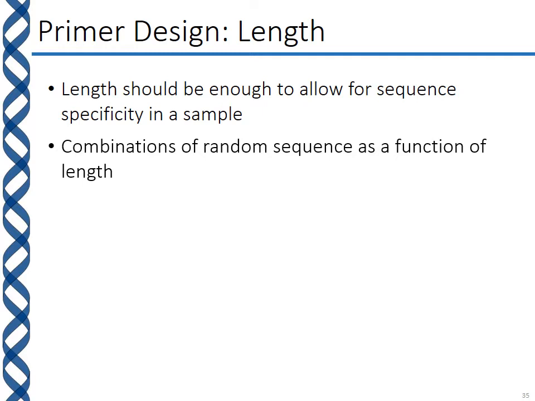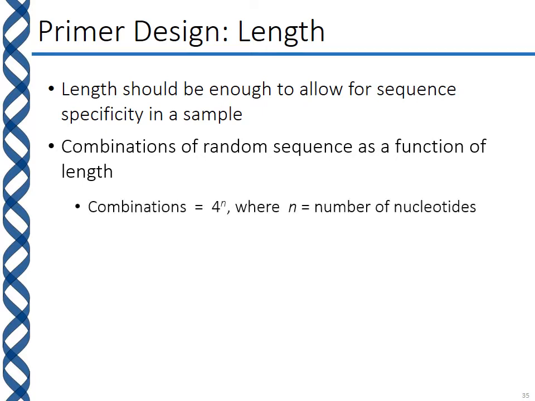In reality, of course, DNA is not distributed randomly, especially at local sections. You might have high AT rich regions in some areas and high GC regions in other areas. But for the purposes of this discussion, to understand the length parameter, let's imagine that all the DNA is distributed randomly. So how many combinations of random sequences are there? The number of combinations is 4 to the n, where n is the number of nucleotides in length of your given sequence. So let's take a look at that.